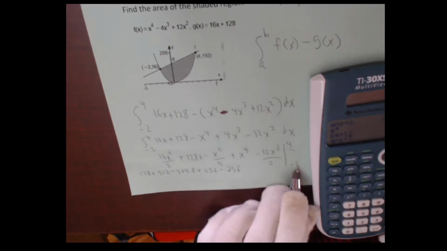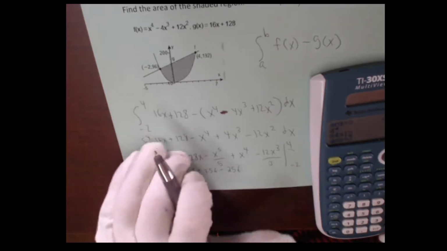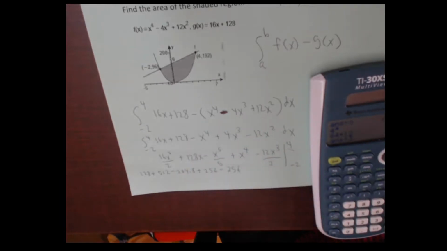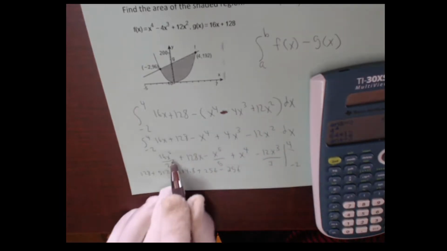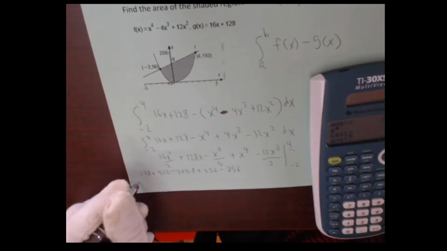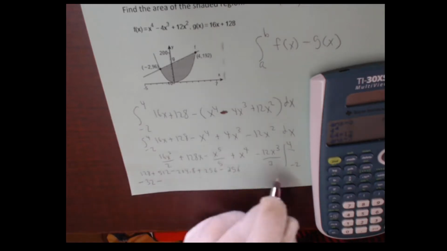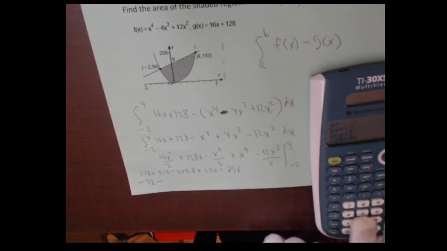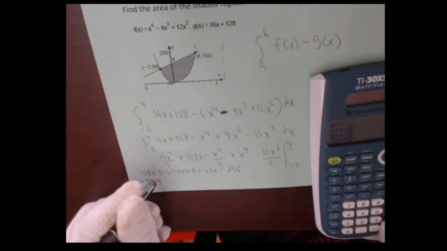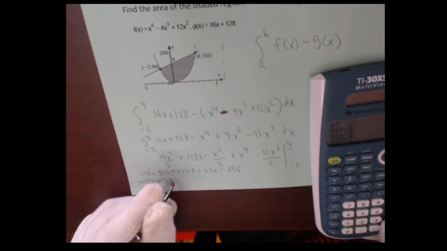Now we evaluate for -2, and remember we need to subtract each one of these because it's f of b minus f of a. So plug in a -2 here. 2 times 2 is 4. 4 divided by 2 is 2. 2 times 16, so that'll be minus 32. Minus 128 times -2, which is -256, so that'll become plus 256.